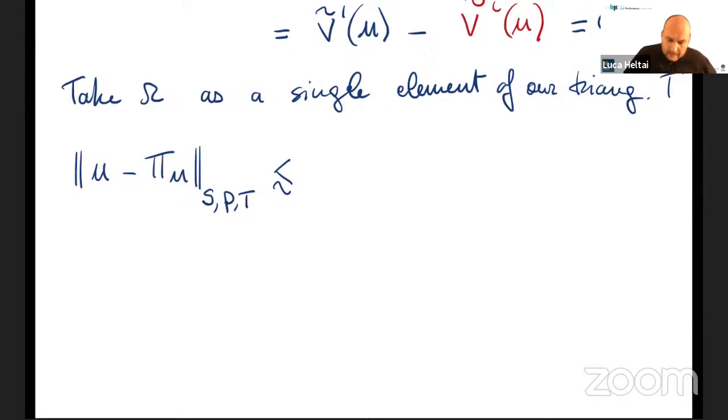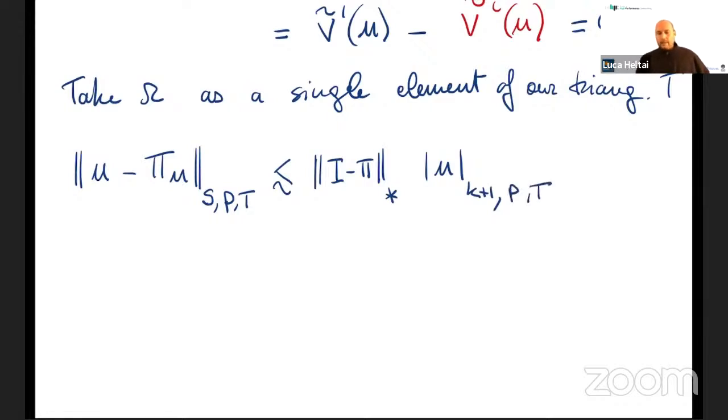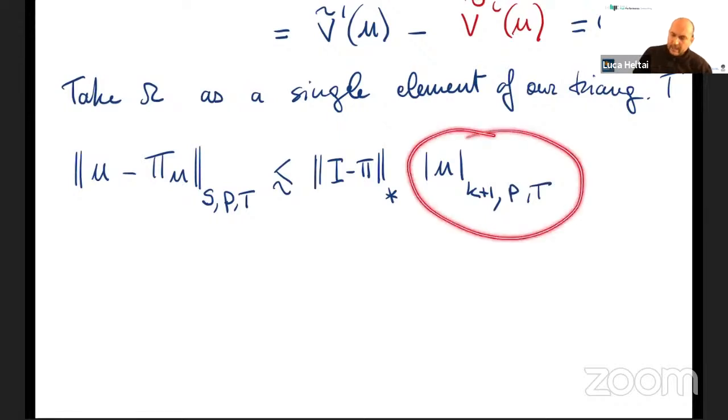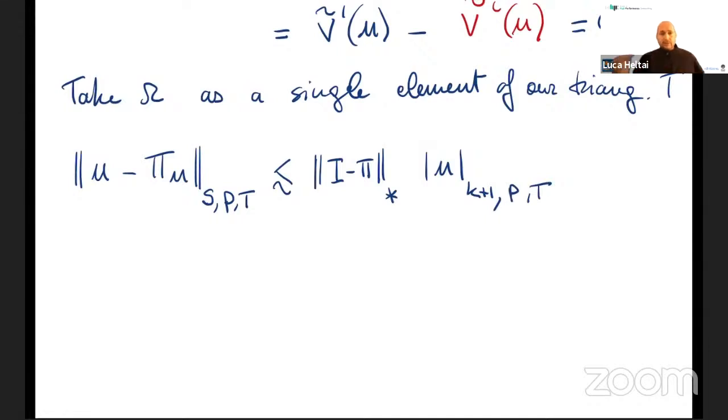What you obtain here is that this is smaller or equal than the norm of the I minus pi in the dual space. And now here, we have just proven that this is smaller or equal than the seminorm of U in K plus one, P T. Okay? Now the idea is that we would like to make sure we can use the results that we had in the change of norms and in the change of Sobolev norms that we constructed before.